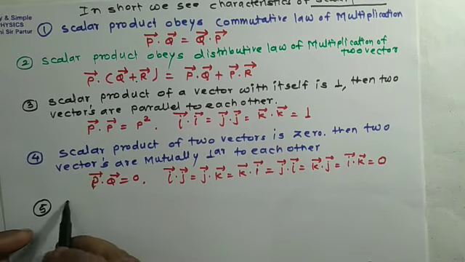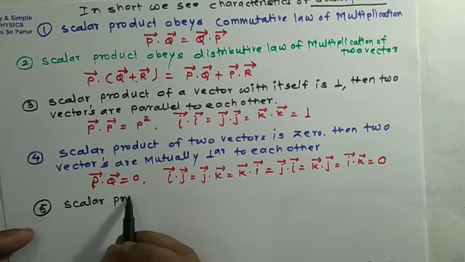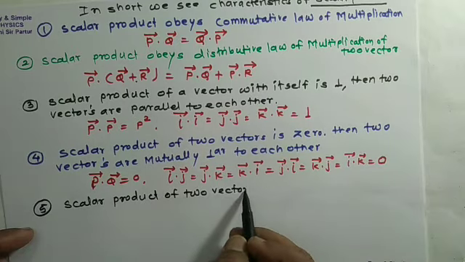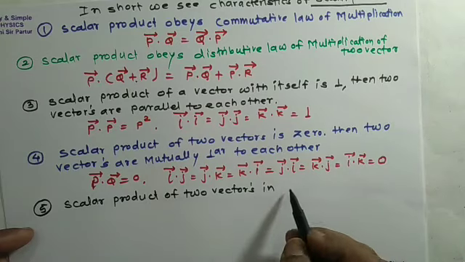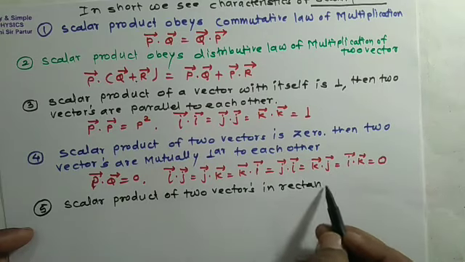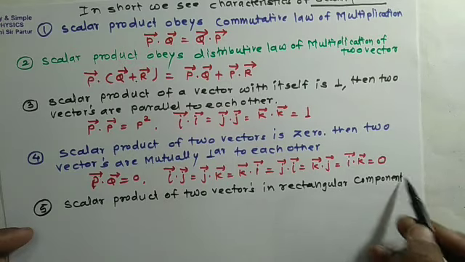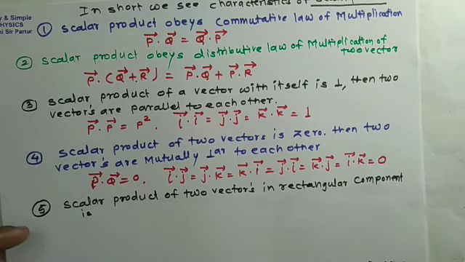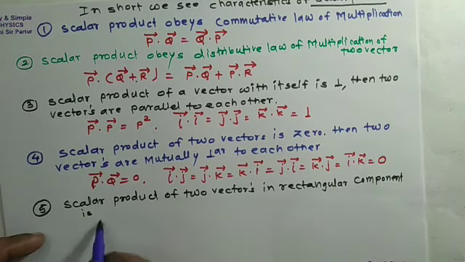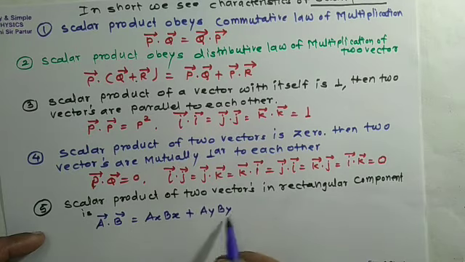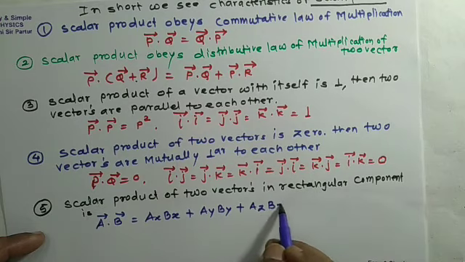Then the scalar product of two vectors in rectangular component is vector A dot vector B is equal to AX BX plus AY BY plus AZ BZ.